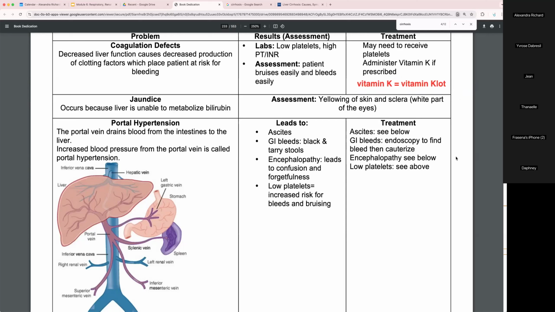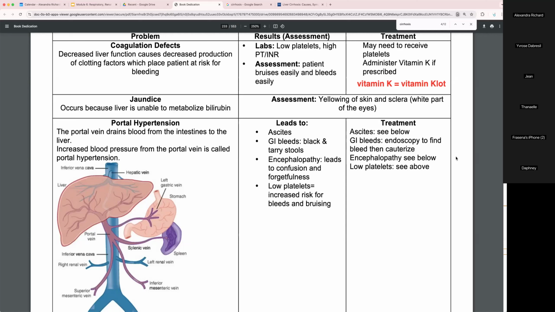Okay? So another problem is jaundice. Jaundice occurs because the liver is unable to metabolize bilirubin. So bilirubin is the waste product from old damaged red blood cells. So unfortunately, there's really nothing you can do about the jaundice as a nurse. In taking care of the liver, we can help to reduce it, but at a certain point in cirrhosis, there's nothing we can do about it. And it's just a sign that the liver is damaged.